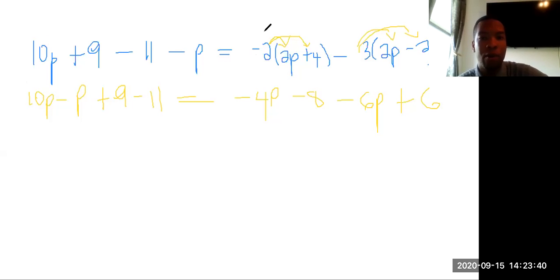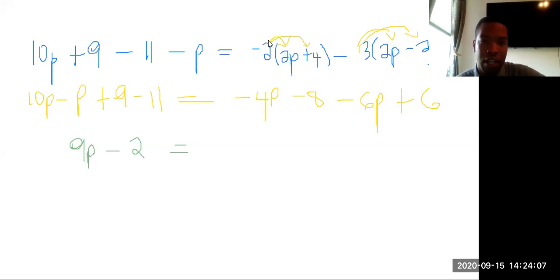This side, I'm going to simplify. When I say simplify, I'm going to combine these together. That's what I mean when I say simplify in math. So 10p minus p is 9p. Positive 9 minus 11 is a negative 2. 9 minus 11 is negative 2. Equal sign. We have a negative 4p.